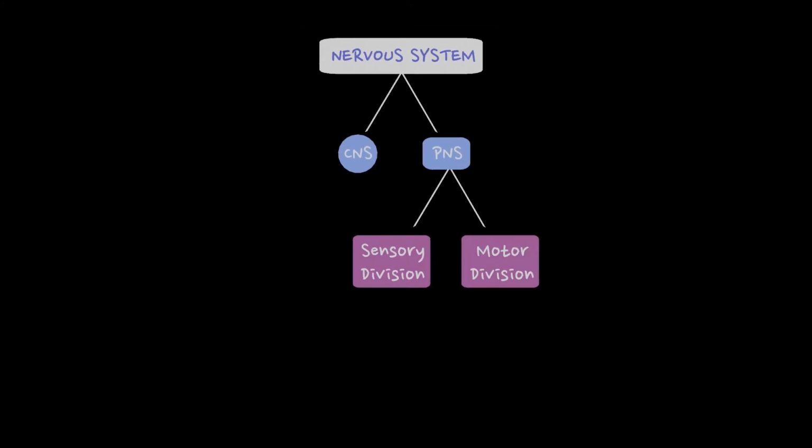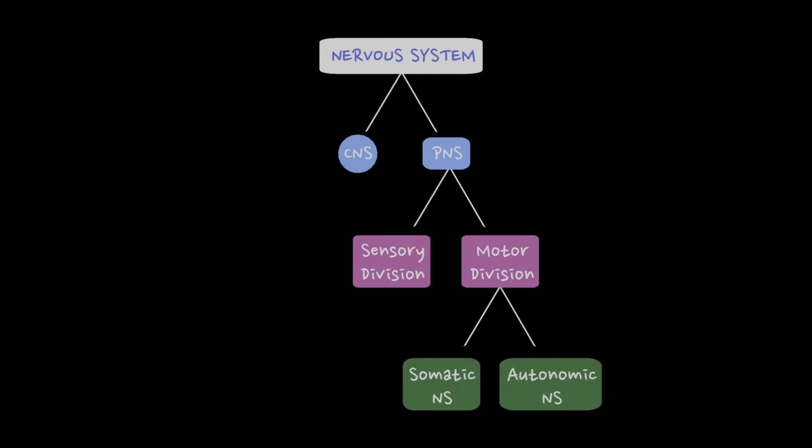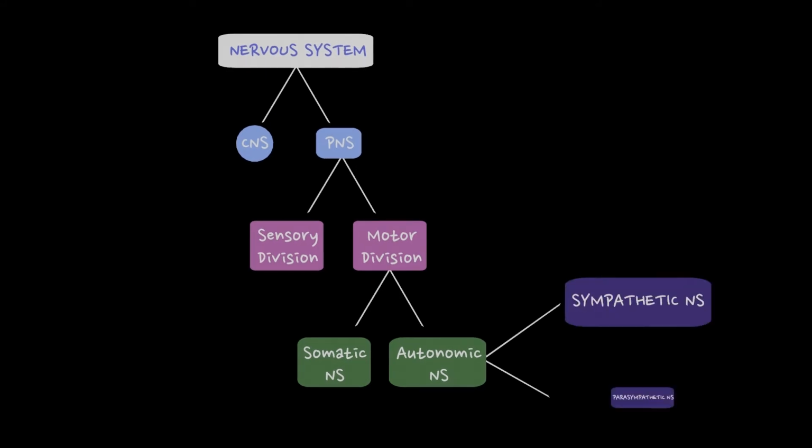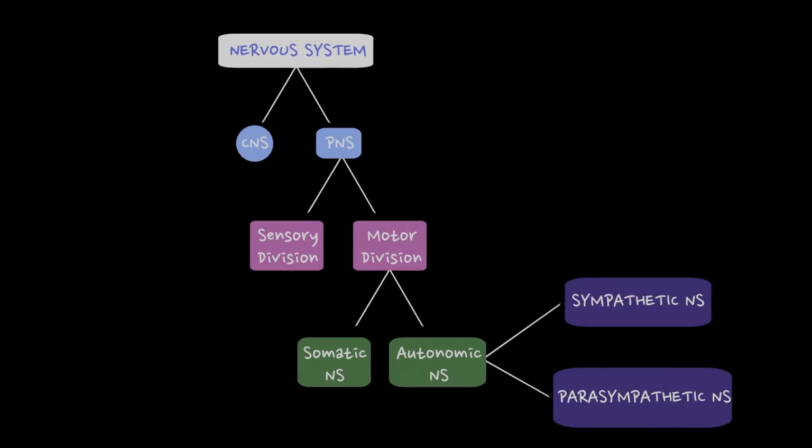The motor division has two parts, the somatic nervous system and the autonomic nervous system. The somatic nervous system is involved in mostly voluntary outputs such as movements of skeletal muscles, whereas the autonomic nervous system is involved in mostly involuntary outputs such as increasing or decreasing heart rate, etc. The autonomic nervous system is again divided into two, the sympathetic nervous system and the parasympathetic nervous system.